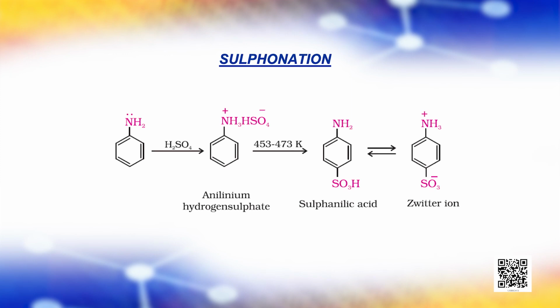Aniline reacts with concentrated sulfuric acid to form anilinium hydrogen sulfate, which on heating with sulfuric acid at 453 to 473 Kelvin produces para-aminobenzene sulfonic acid, commonly known as sulfanilic acid, as the major product. Aniline does not undergo Friedel-Crafts reaction, alkylation as well as acylation, due to salt formation with aluminium chloride, the Lewis acid which is used as a catalyst.